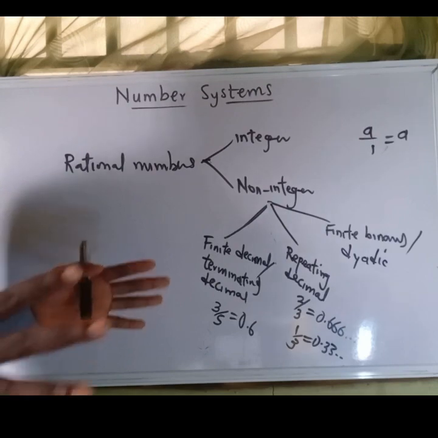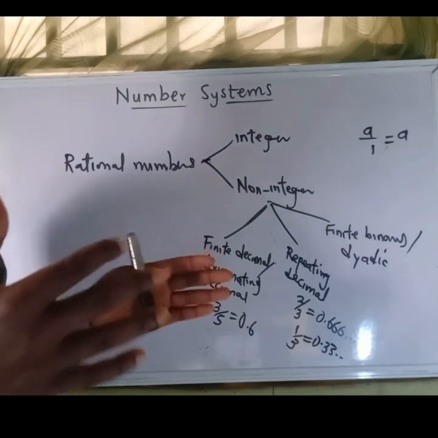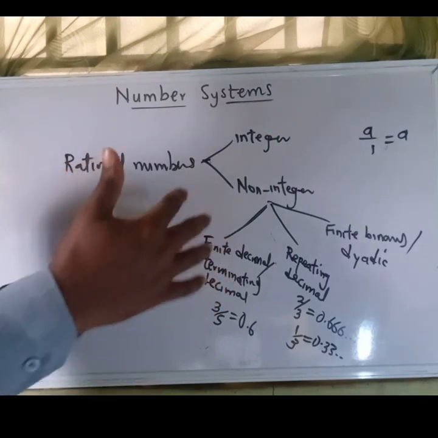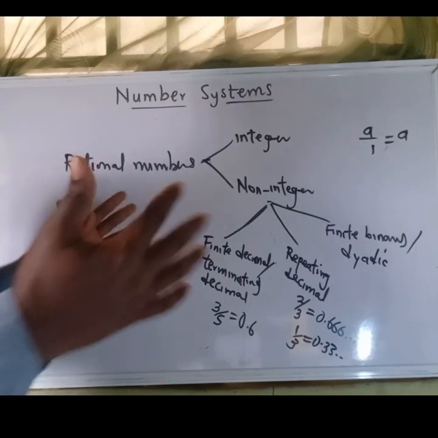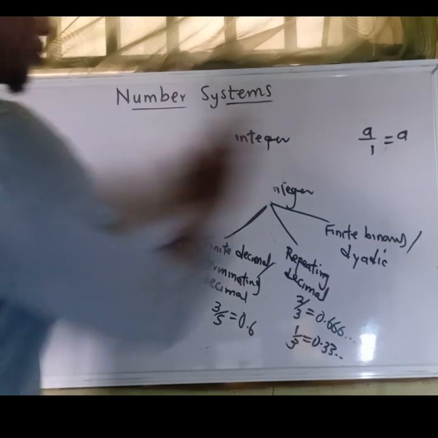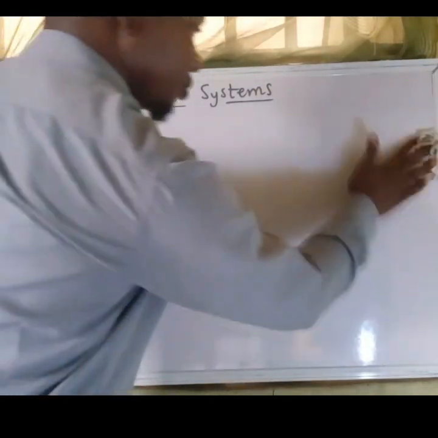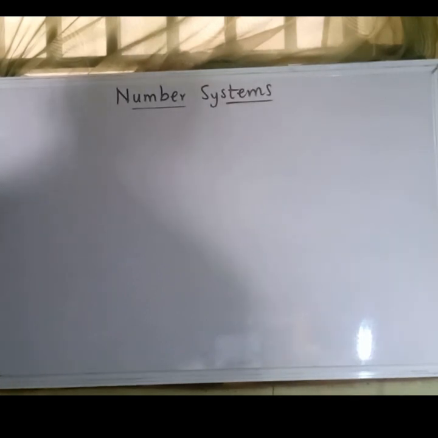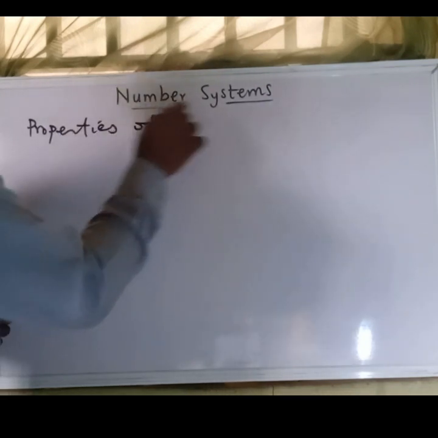So now let us look at some of the properties of these numbers, because it is the properties of a number system that make us differentiate between one another, and the properties tell us how big a number is. So let's see some of the properties of Q, the set of rational numbers.